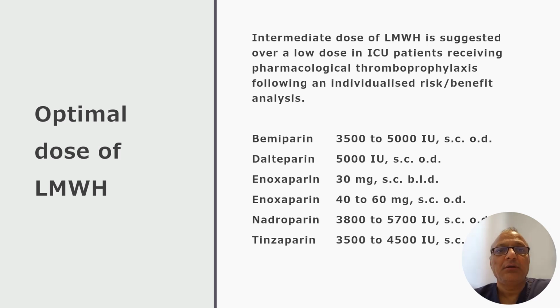Regarding dosing, the guidelines suggest an intermediate dose of low molecular weight heparin over a low dose in ICU patients receiving pharmacological prophylaxis, following an individualized risk-benefit analysis. The common low molecular weight heparins include enoxaparin, bemiparin, dalteparin, tinzaparin, and nadroparin. All low molecular weight heparins can be given as a single subcutaneous dose. We most commonly prescribe enoxaparin in the dose of 40 mg once a day for an averagely built individual, while for an overweight individual the dose is 60 mg.